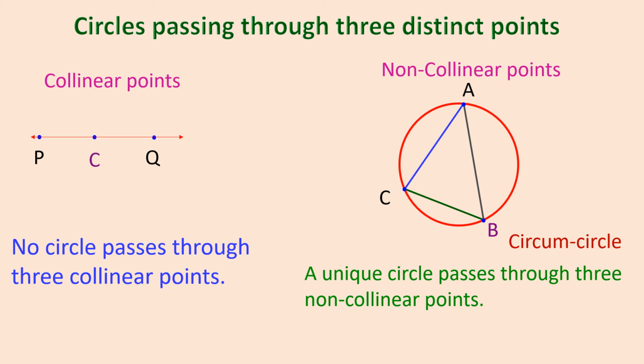You are aware that with one point you can draw an infinite number of circles. With two points again you can draw an infinite number of circles. But when three points are given, we can draw one circle only if the points are non-collinear, and if the points are collinear, then you cannot draw any circle. I hope the concept is clear.